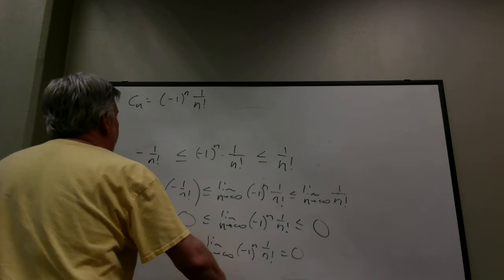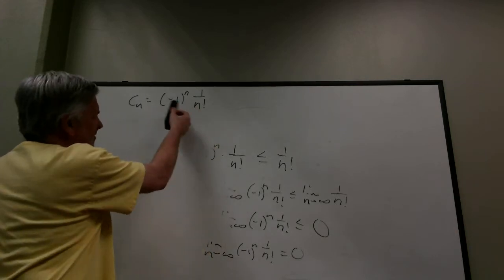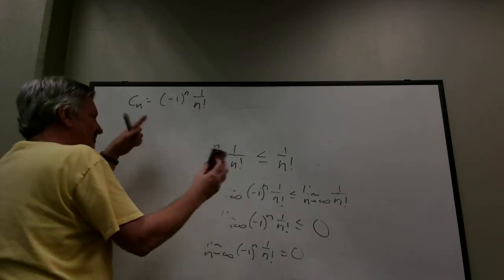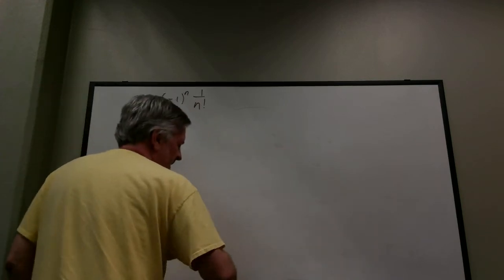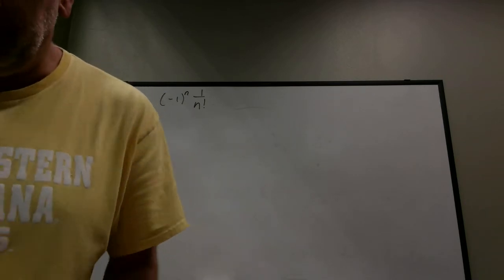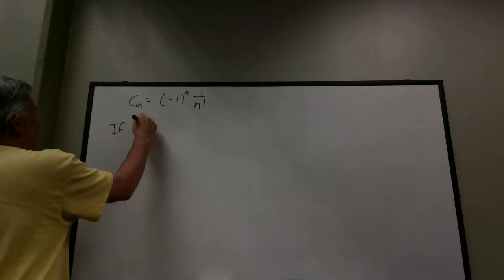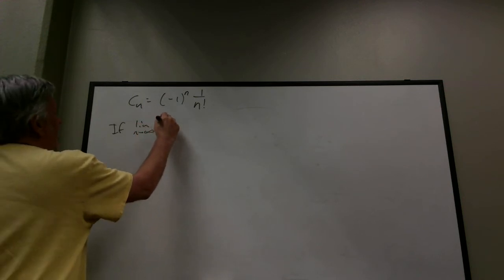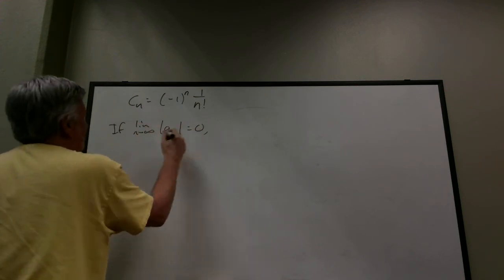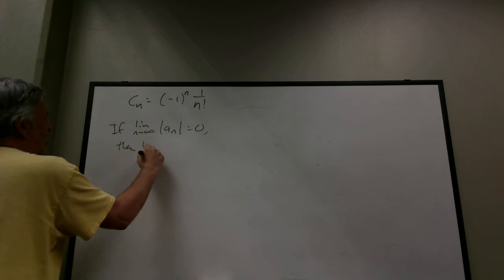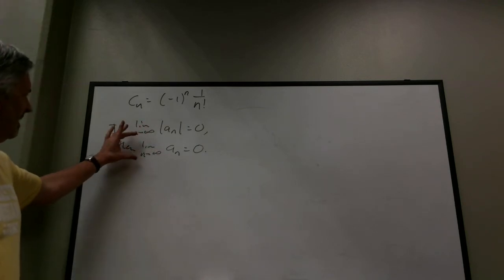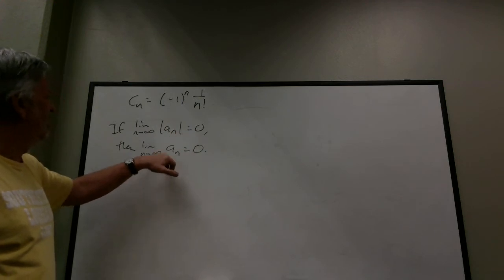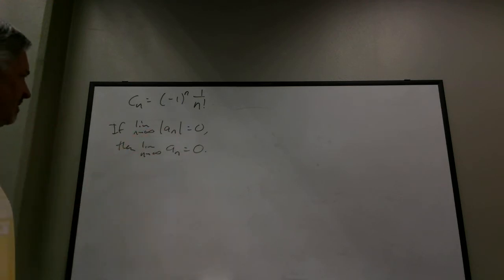Okay, now the next theorem can be useful because sometimes this is an alternating sequence. It's negative, positive, negative, positive. Sometimes that's not so easy to work with, depending on the sequence. So the next theorem is called the absolute value theorem. It says if the limit as n goes to infinity of the absolute value of a_n is 0, then the limit of the sequence without the absolute value goes to 0. Now be careful, it's not necessarily true the other way around. If the limit of a_n equals 0, that doesn't necessarily mean the limit of the absolute value is going to be 0.